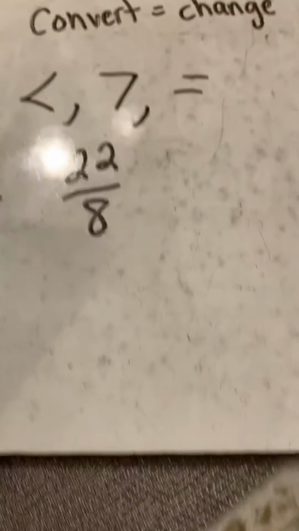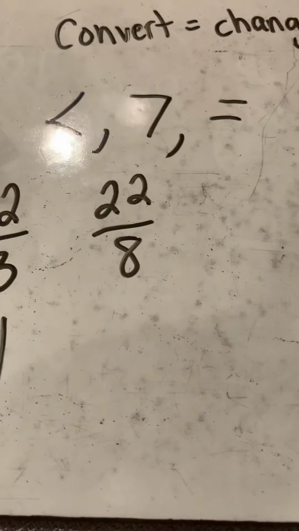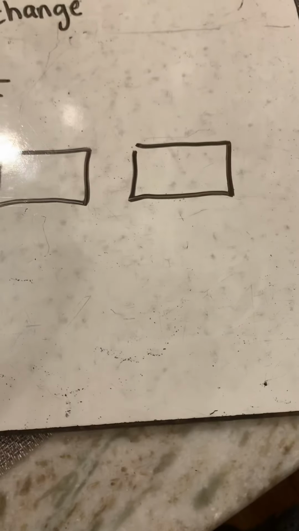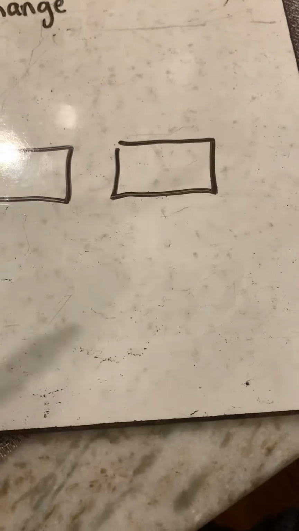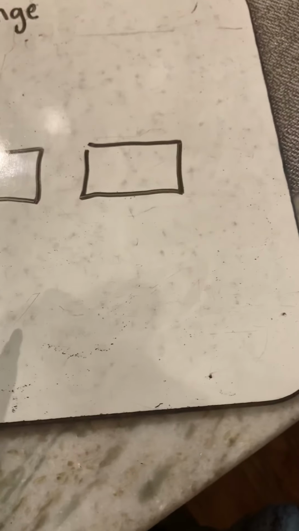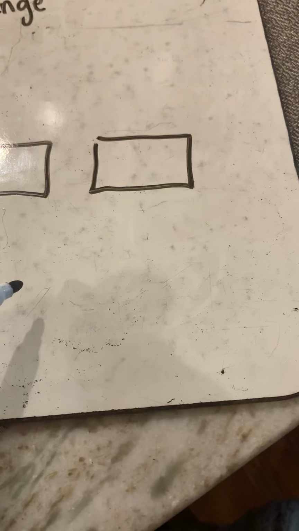Because I do. All right, so now let's do 22/8. So now my models are going to be divided into eighths. And I need 22 of them. So I'm going to skip count until I get to 22 by 8. So 8 plus 8 is 16, plus another 8 is 24. I don't need that much.